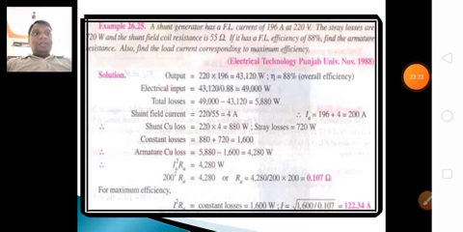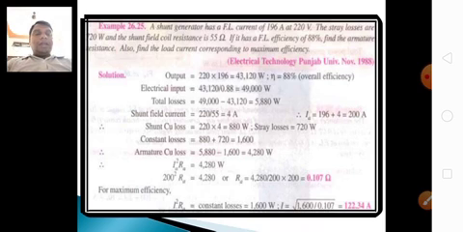So next problem is: a shunt generator has a full load current of 196 amps at 220 volts. The stray losses are 720 watts and the shunt field coil resistance is 55 ohms. If it has a full load efficiency of 88%, find the armature resistance and also find the load current corresponding to maximum efficiency. So once again we have to read the problem.